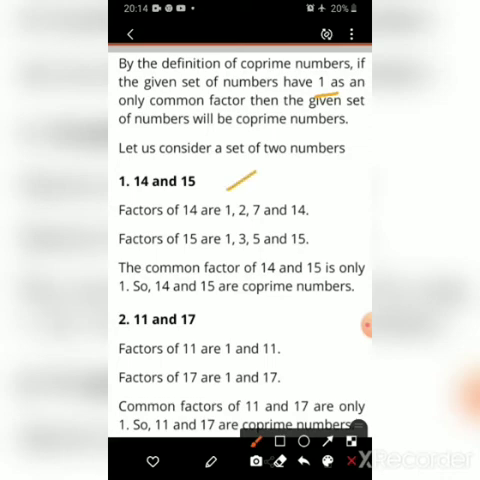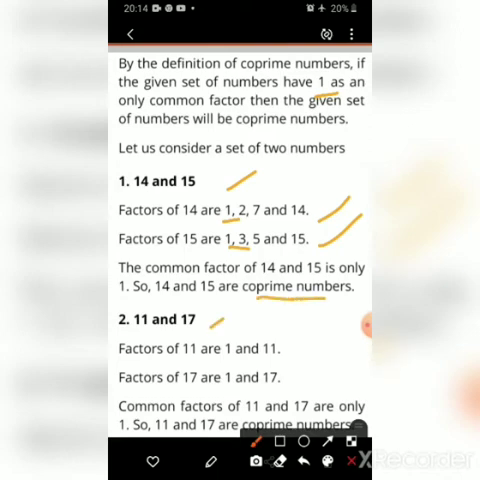Now here given 14 and 15. Factors of 14: 1, 2, 7 and 14. Factors of 15: 1, 3, 5 and 15. What is common here? Here only common is 1. Means 14 and 15 are co-prime numbers.